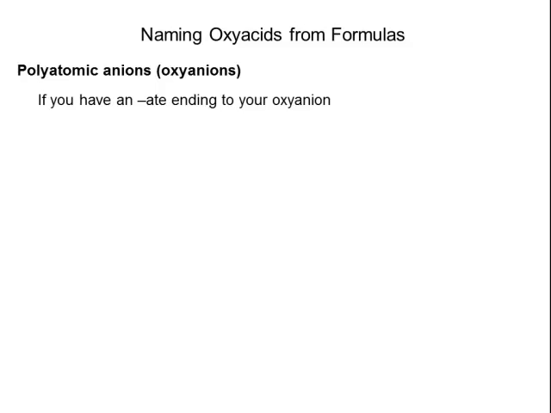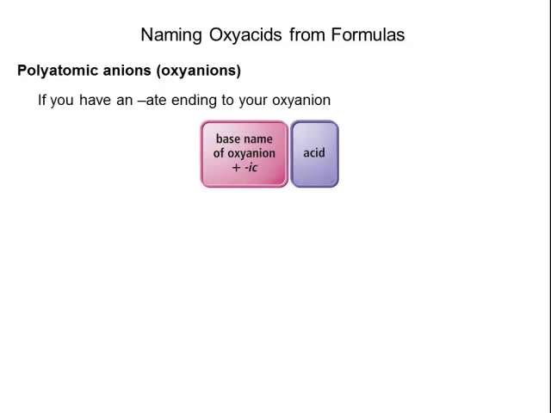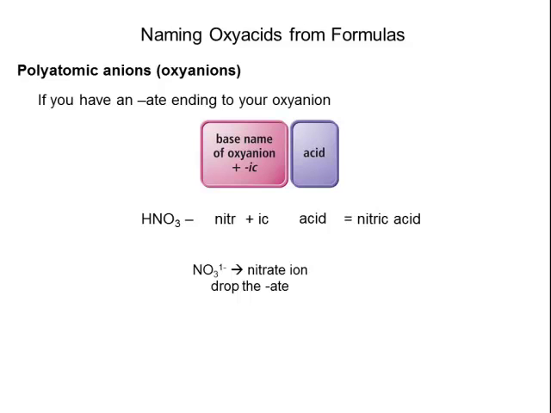When naming those in acid form, if you have an ate ending to your oxyanion, you're going to use this rule to name your acid. You're going to take the base name of the oxyanion, add ic, and then add acid. So if I look at HNO3 and the oxyanion involved here, I take my H pluses off. I've got NO3 minus 1. That's the nitrate ion. I have an ate ending. I'm going to drop that ate ending, so I'm left with nitr. Nitr plus ic plus acid, so the name of this is nitric acid.